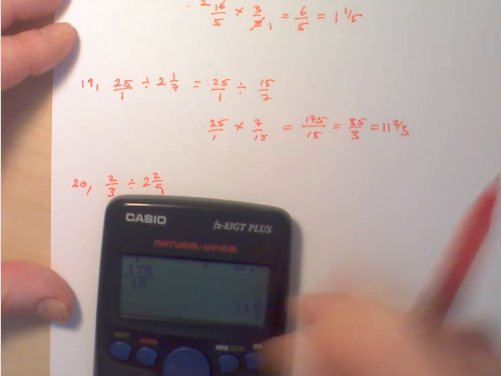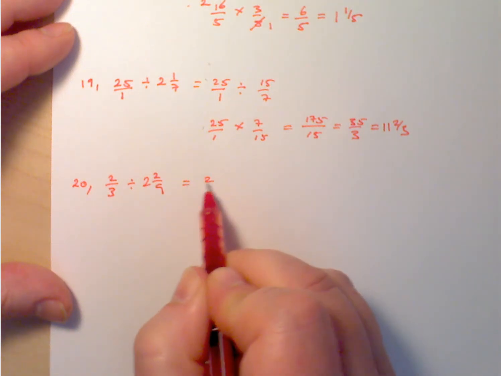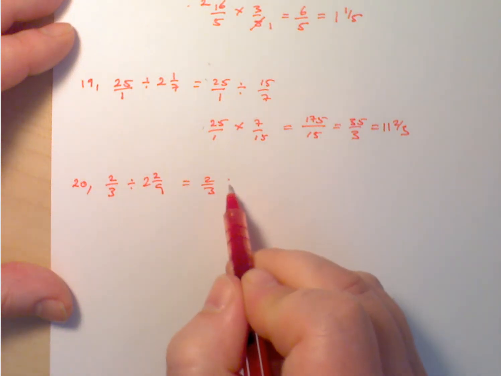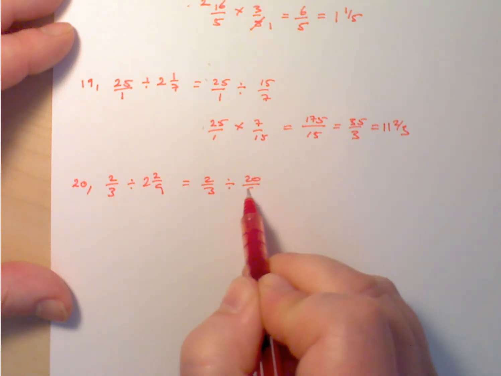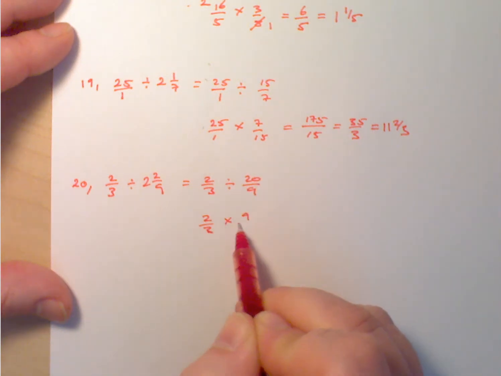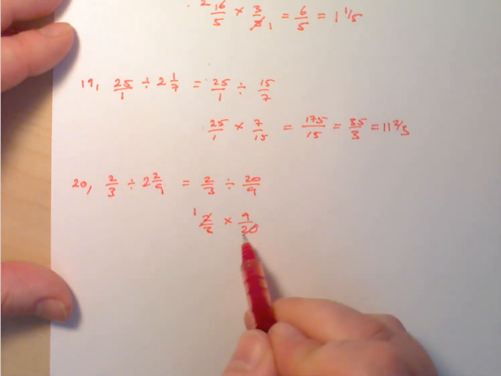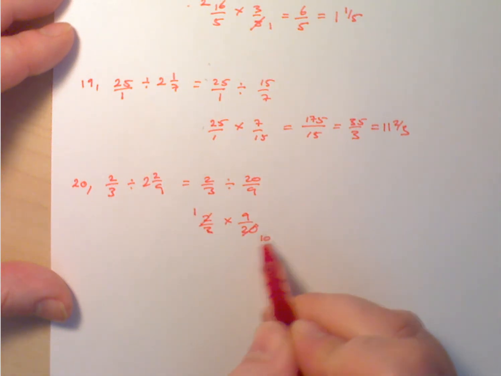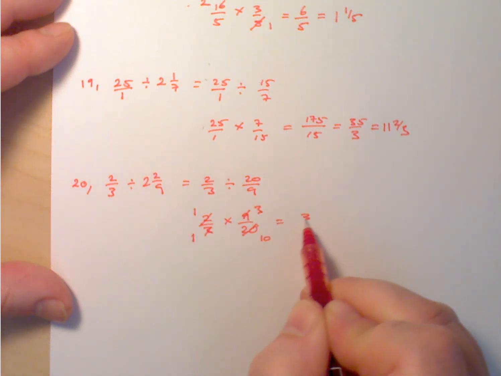And then the last one I'll do properly, which is 2 and 2/3, divided by, well, 2 times 9 is 18, plus 2 is 20 over 9. I'm going to stick, flip, and multiply. And that gives me, 1 goes into that 10 times, 3 goes into itself once and into that 3 times, and that gives me 3/10.